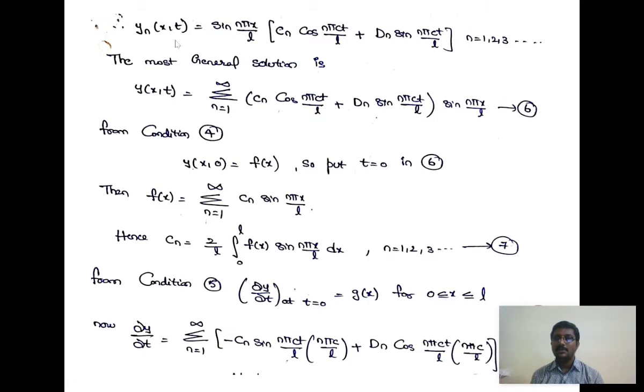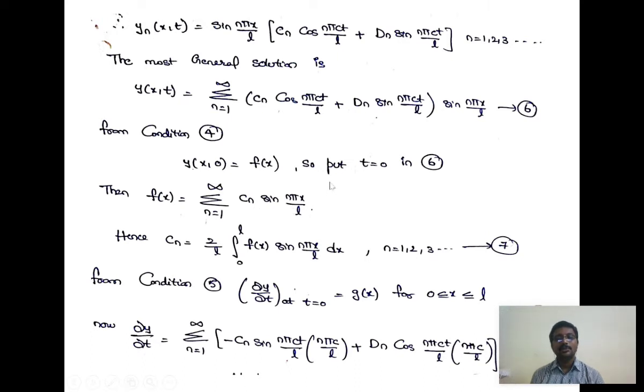Now we can form the most general solution by taking the summation, that is, taking different values of n. That is, y of x,t is summation of n equal to 1 to infinity, (cn cos n pi ct by L plus dn sin n pi ct by L) into sin n pi x by L. But we will have two more conditions, that is y of x,0 is f of x, where f of x is summation of cn into sin n pi x by L.